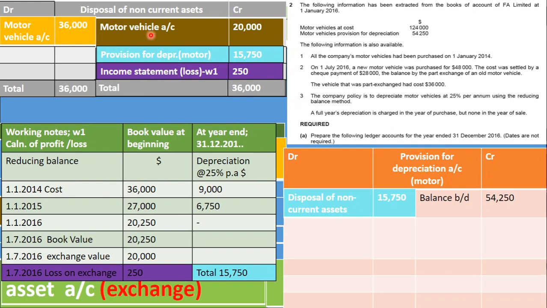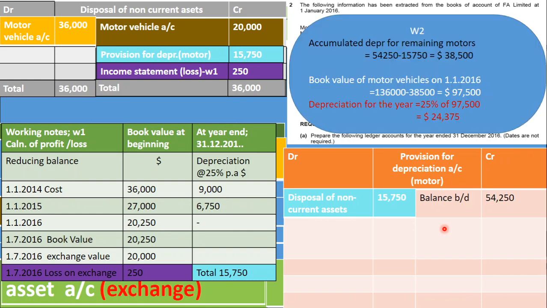So that's complete. Now we focus on the provision for depreciation of motor vehicle, the third and last ledger. These two we know how they have come. Let's go further. Here, on the provision for depreciation account, the depreciation for the year is recorded in the credit side. Here you write income statement and record it. So we need to calculate the amount first. Let's go to working note 2. That's very important.